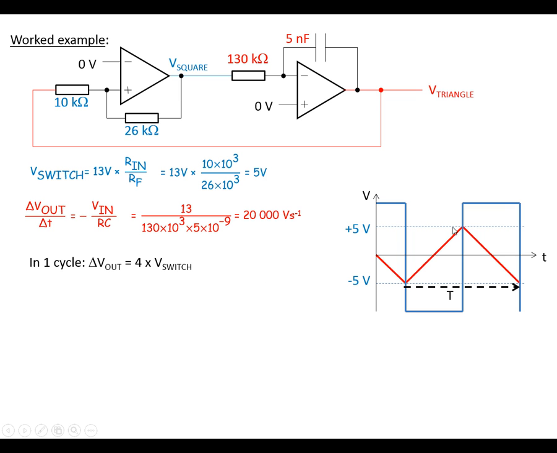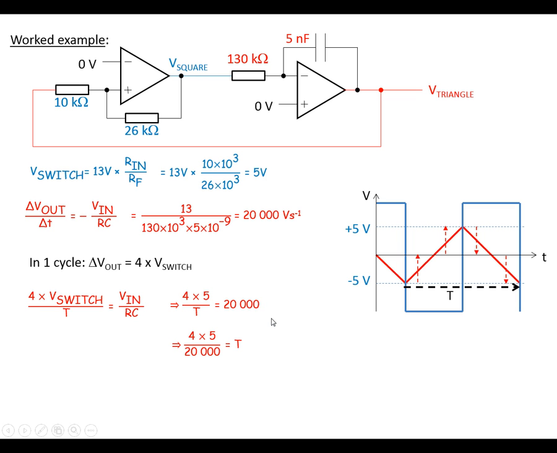Now, in one complete cycle, to go from a start position back to that same start position, the triangle wave Vout is going to change by 4 times the switching voltage. That's 1 change, 2, 3, 4 changes. So the total change in Vout is going to be 4 times the switching voltage in one period. So delta Vout over delta t is 4 times the switching voltage divided by the period, and it comes out as Vin over Rc from this formula here. So plug in the numbers that we've got: 4 lots of 5 volts for the switching thresholds divided by the period, and that's Vin over Rc as we got from here.